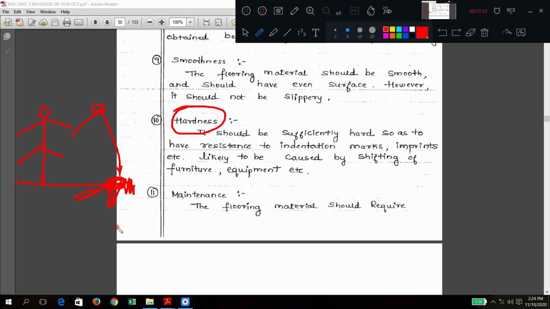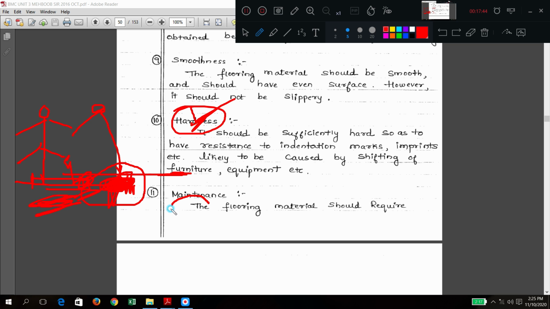What do you mean by that? If some object falls, the floor should be so strong that it should not get any mark or get cracked. Cracks should not come, and marking should not be there. All those things tell the hardness of the material. When you drag furniture or a chair from one place to another, the floor should not get damaged. That is why we call it hardness.